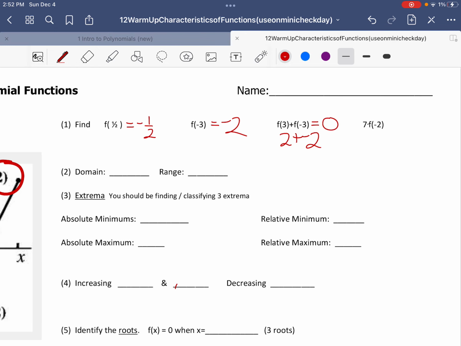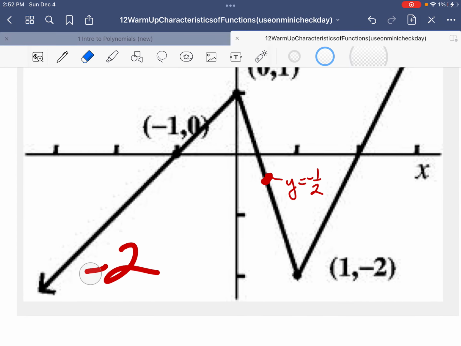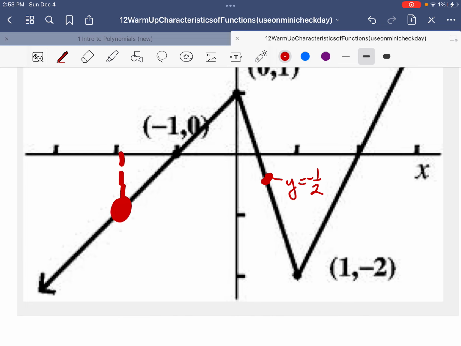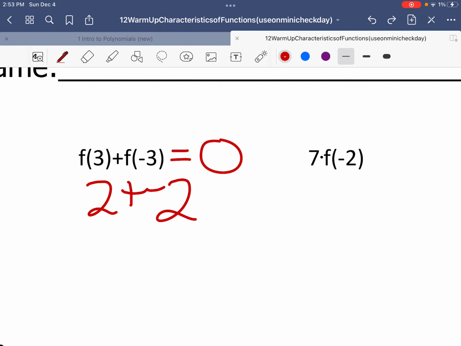And then this one is 7 times f of negative 2. Negative 2 is the x value. So I want to go to x equals negative 2. Find the y value. I'm pretty sure that y value is negative 1. Again, the y value is negative 1. But we're going to multiply that by 7. So we end up with negative 7.